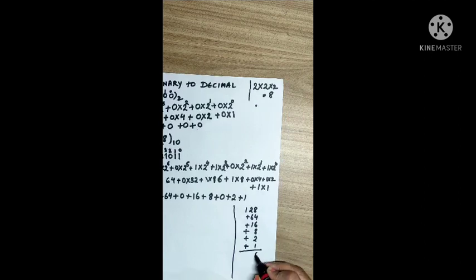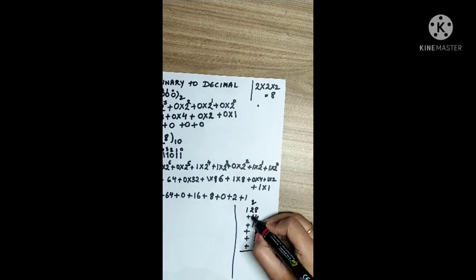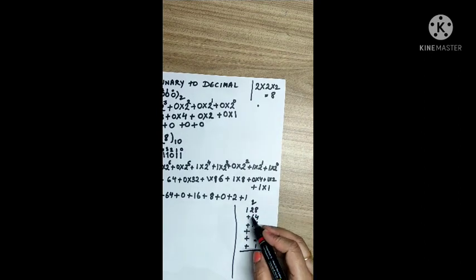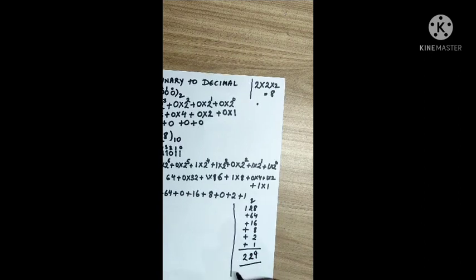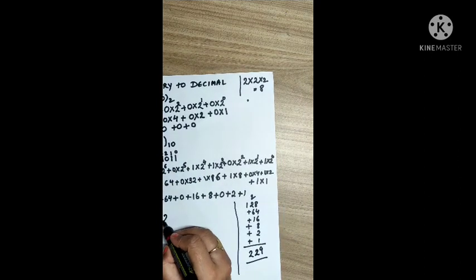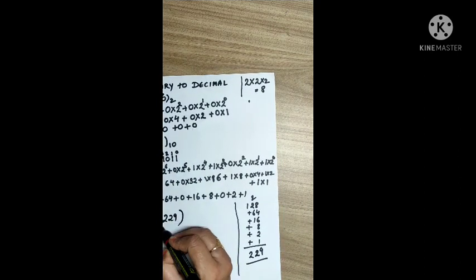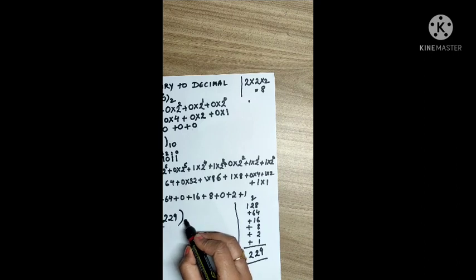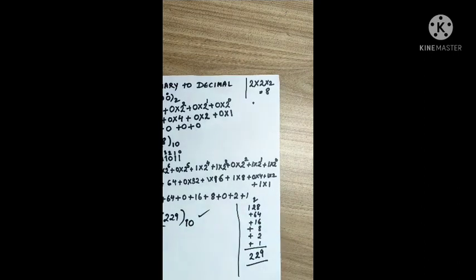It is 9, 2 and 2, 2 to 9. So this number in decimal will be 229 to the base 10. So this way the conversion part will be done.